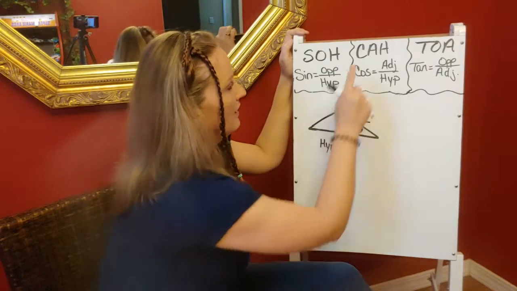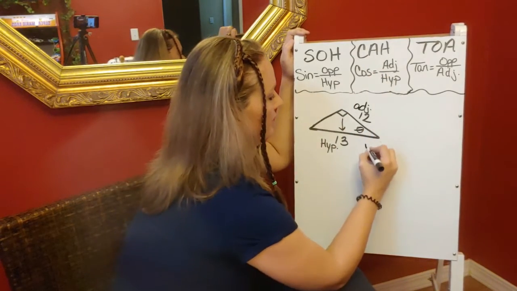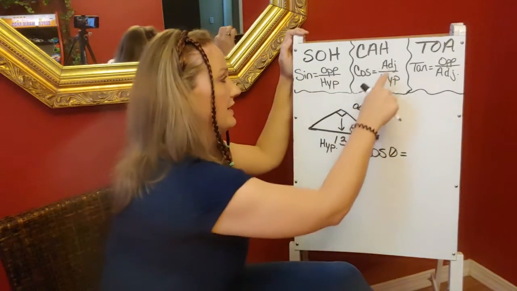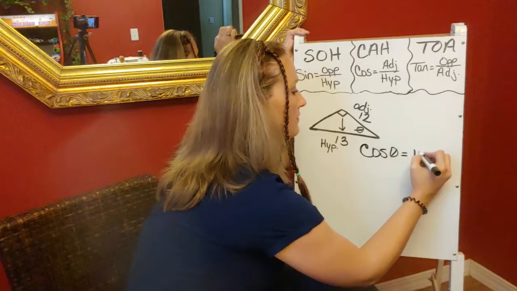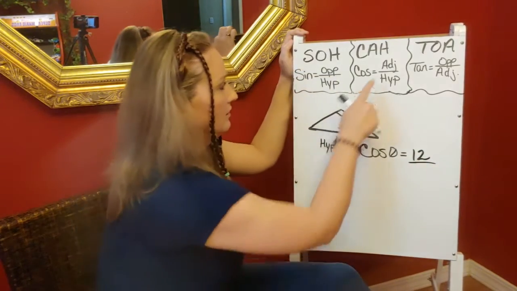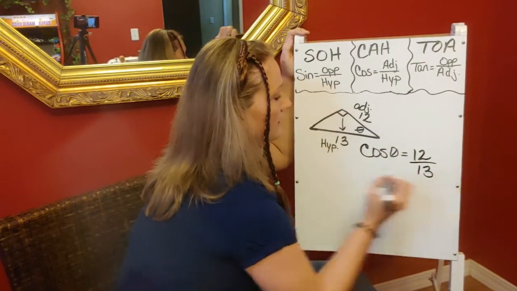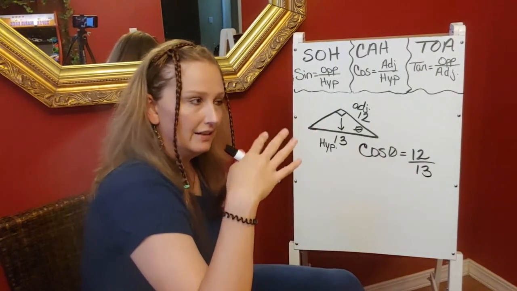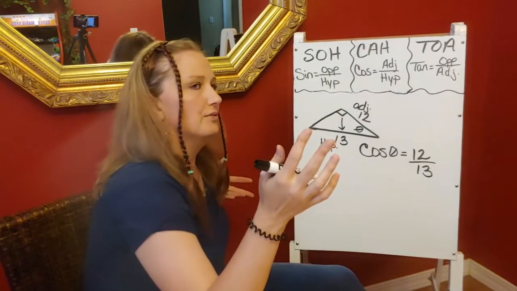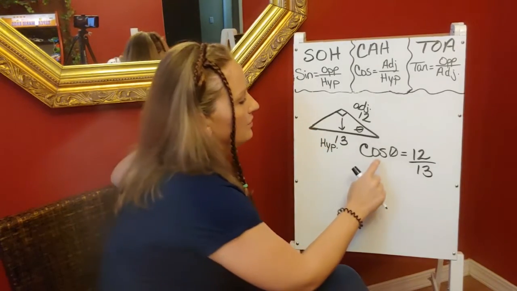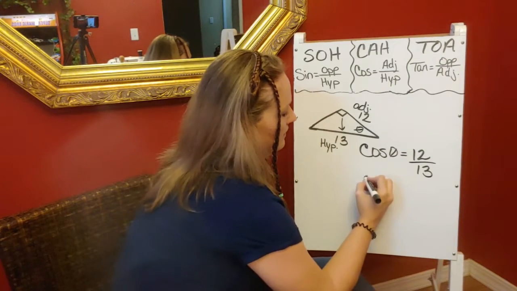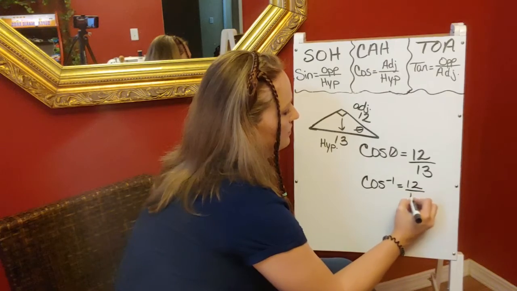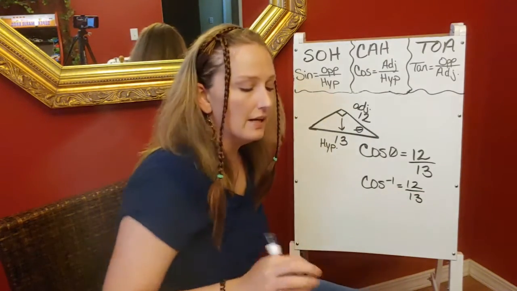So adjacent and hypotenuse means I'm using cosine. So the cosine of theta is equal to the adjacent side, which is 12, over my hypotenuse, which is 13. Now, whenever we're finding angle measures, it's the opposite of finding the side measures, and so we have to do inverses. So we're going to do the inverse of cosine. So the cosine inverse equals 12 over 13. And this will give us an angle measure.